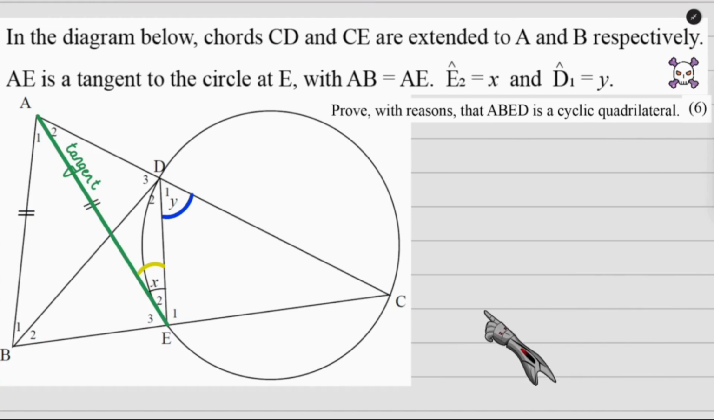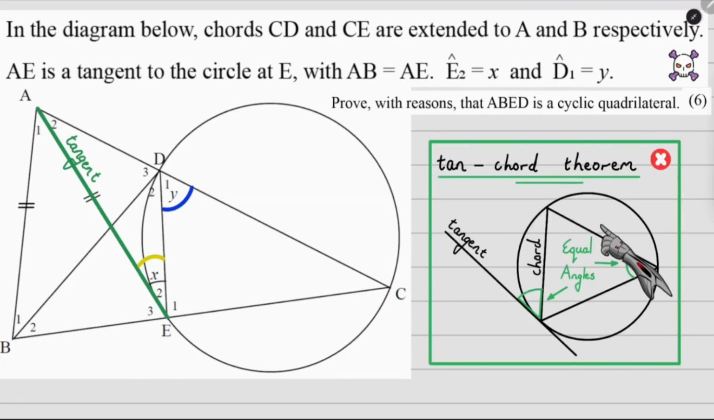Okay, so we're going to mark off y with blue angles. We're going to mark off x's with this yellow angle. And we've got a tangent over here. Alright, and I'm seeing something. x is in between a tangent and a chord. We've seen this theorem like 6 billion times in this paper already. It's the tan chord theorem.